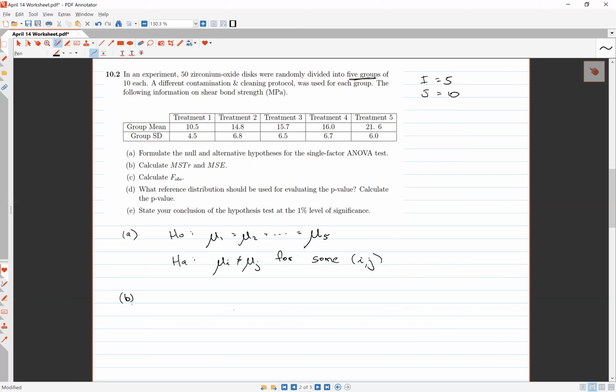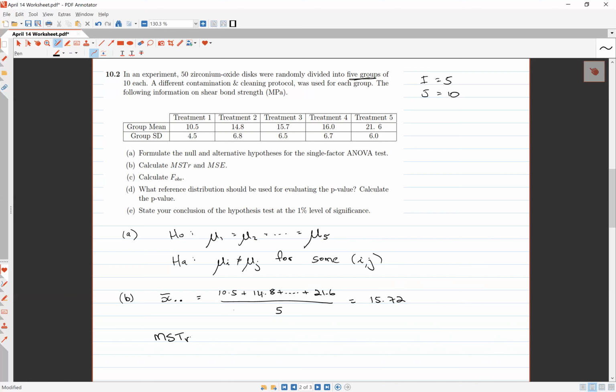Next, we want to calculate mean square of treatment and mean square error. So again, this requires calculating the overall average first. So you'll sum all your group averages, divide by how many groups there are. And in this case, the overall average is 15.72.